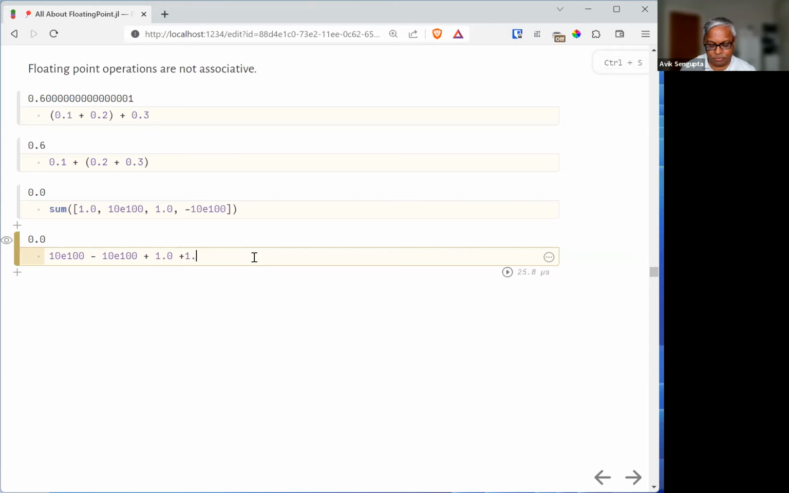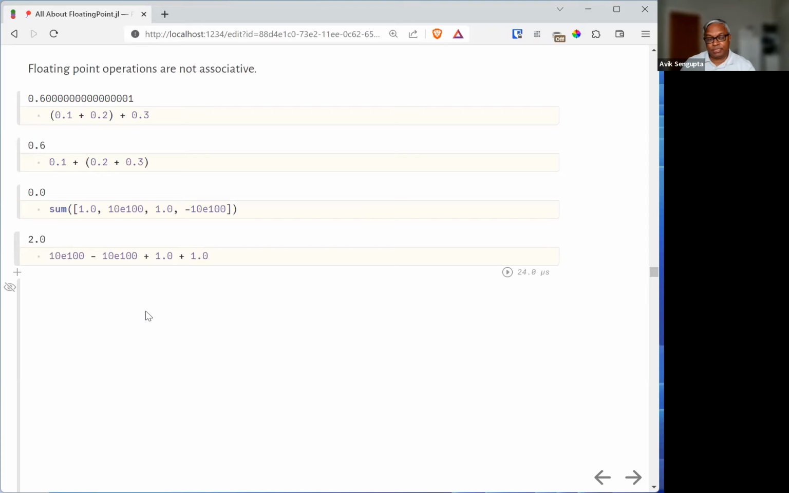1.0 plus 1.0, right? And if I do it like that, that gives me a 2, right? But in the different order, it was giving me a 0, right? So when you're summing things, the order is important, right? So if you're summing an array, what do you do?